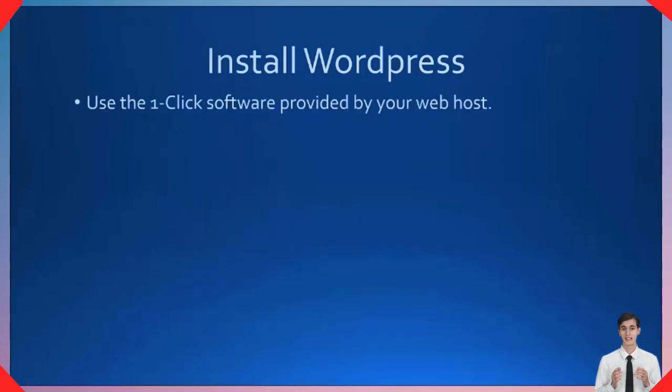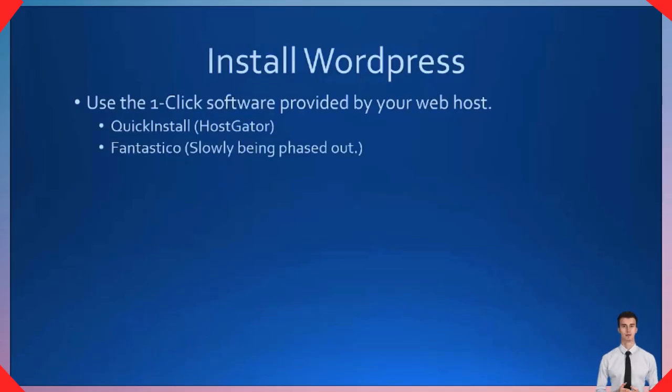So the next thing you want to do is install WordPress. Use the one-click software provided by your web host. If you've gone with HostGator or Bluehost, they have a one-click setup. If you are using HostGator, they have quick install. It used to be known as Fantastico within HostGator, and that is being slowly phased out and is now becoming quick install. So that's something to keep in mind and to take note of.